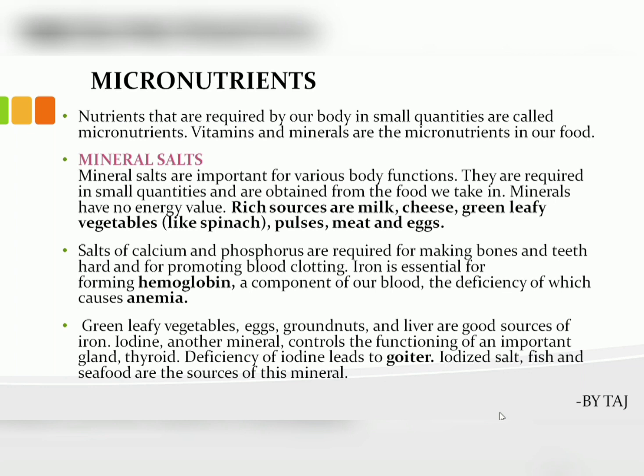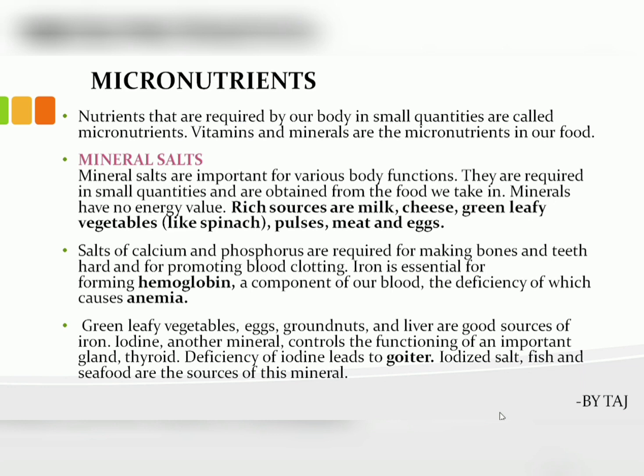Iron is essential for forming hemoglobin. Iron content is very important. If the content is not there, and you have a deficiency, you will get a disease called anemia. Green leafy vegetables, eggs, groundnuts and liver are good sources of iron.